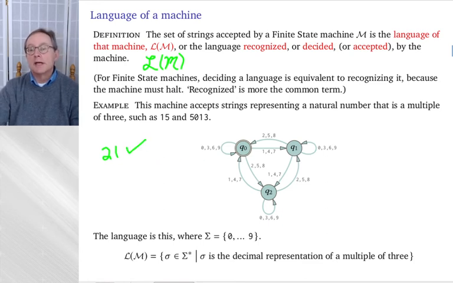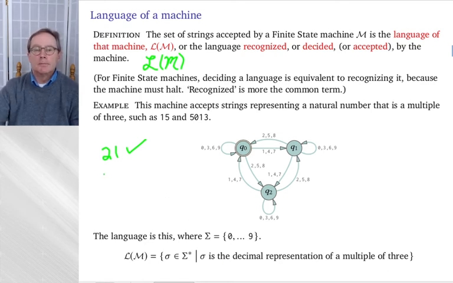Okay, so basically what's happening here is this machine is based on the idea that a person learns very early on that you can tell if a number is divisible by 3 by looking at the digits and adding them up and seeing if the sum is divisible by 3. So the language of this machine is all the strings, like 21 or like 15 or like 5013, all the strings where sigma is the decimal representation of a multiple of 3. 21 would get accepted, 22 would not.